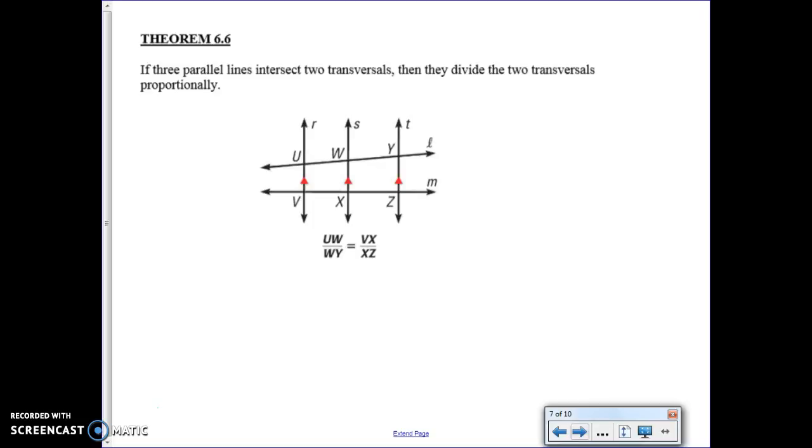Okay, so the next theorem says if three parallel lines intersect two transversals, then they divide the two transversals proportionally. So if you look at our picture, it says UW over WY is equal to VX over XZ. So same process that we're using for the triangles, but this time we're looking at three parallel lines with two transversals. It's not a closed off triangle at the top.